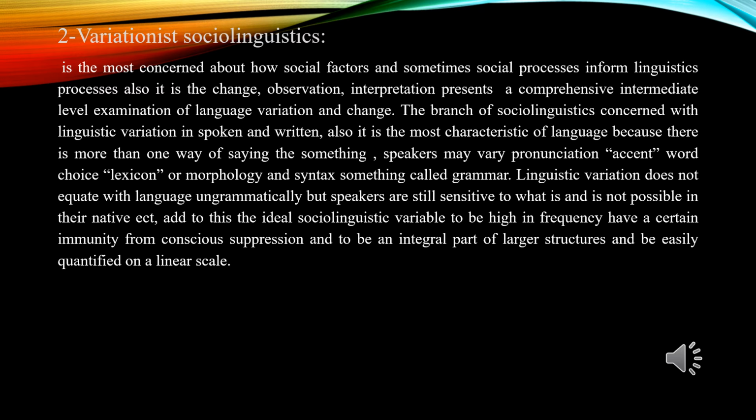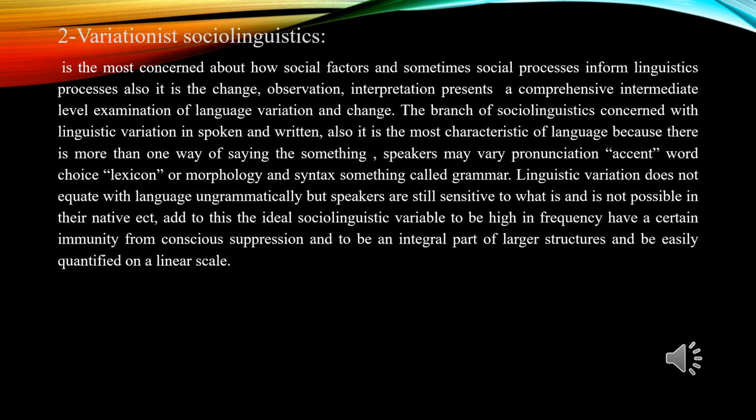Variationist sociolinguistics is the most concerned with how social factors and sometimes social processes relate to linguistic processes. Also, it is the study of change, observation, and interpretation, and presents a comprehensive intermediate-level examination of language variation and change. It is the branch of sociolinguistics concerned with linguistic variation in spoken and written language. Also, it is the most characteristic of language because there is more than one way of saying the same thing.